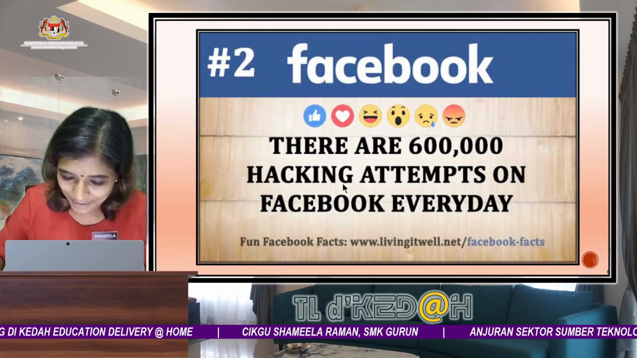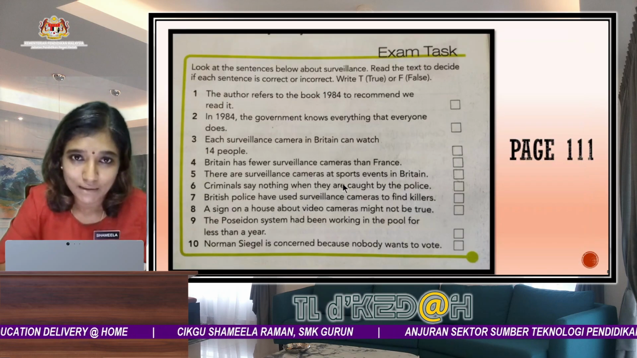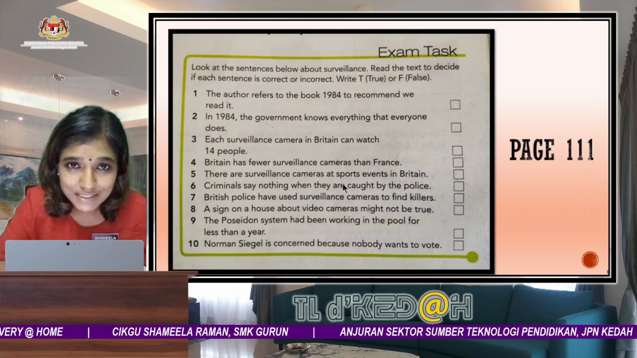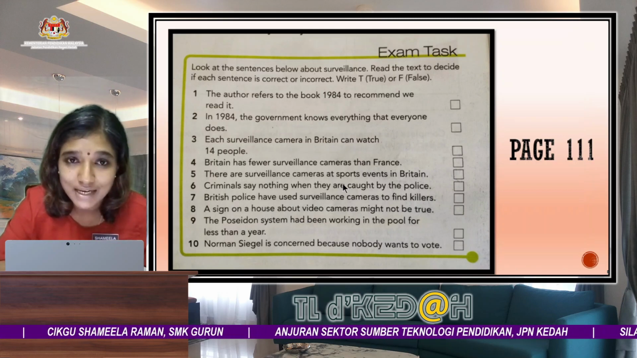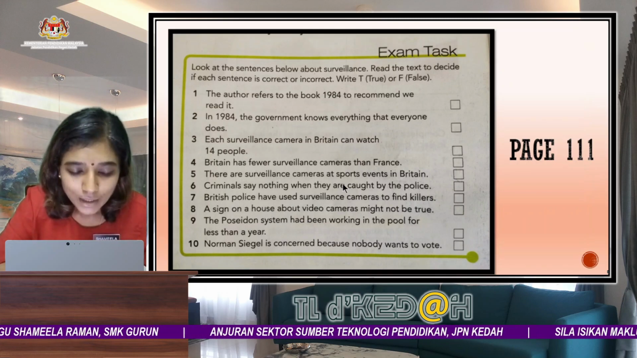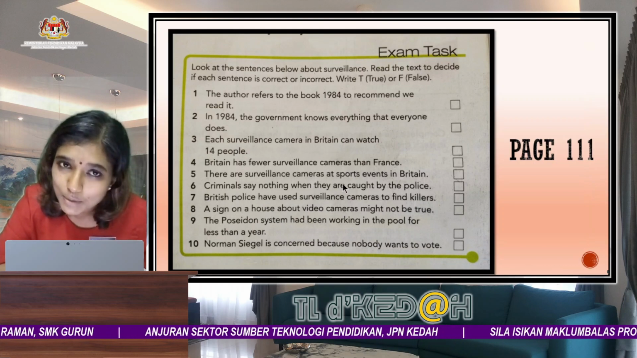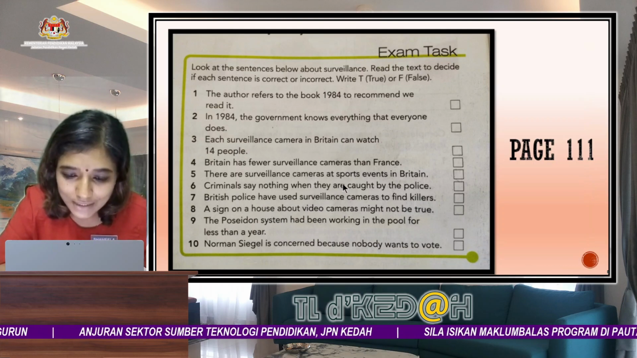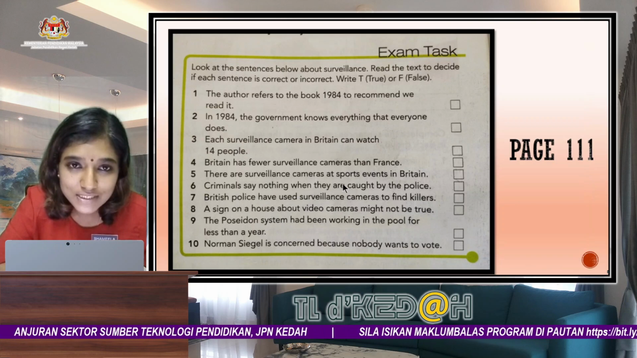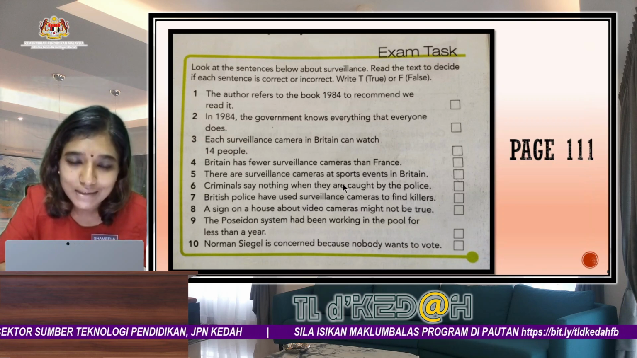Okay, we have read the text, we have discussed the paragraphs. Now we are looking at the exam task. Look at the sentences below about surveillance. Read the text to decide if each sentence is correct or incorrect.